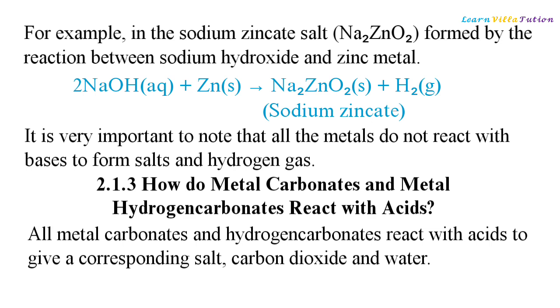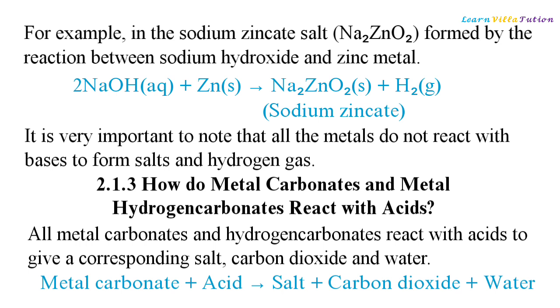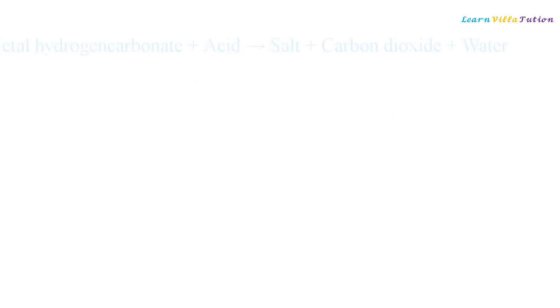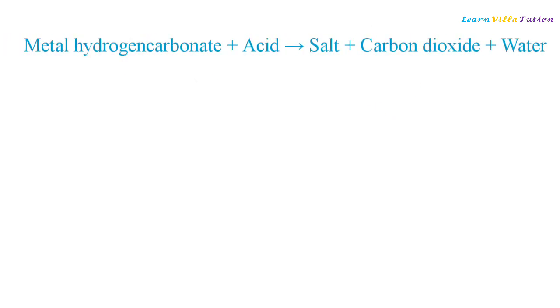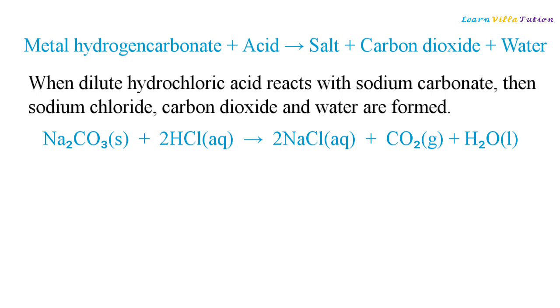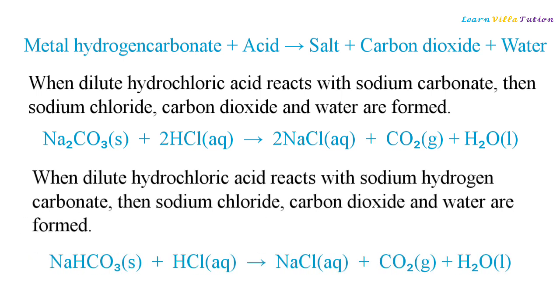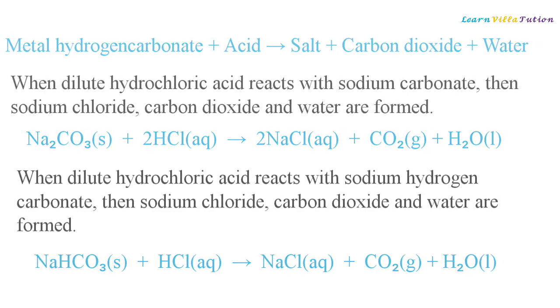All metal carbonates and hydrogen carbonates react with acids to give a corresponding salt, carbon dioxide and water. Metal carbonate plus acid produces salt, carbon dioxide and water. Metal hydrogen carbonate plus acid produces salt, carbon dioxide and water. When dilute hydrochloric acid reacts with sodium carbonate, then sodium chloride, carbon dioxide and water are formed. When dilute hydrochloric acid reacts with sodium hydrogen carbonate, then sodium chloride, carbon dioxide and water are formed.